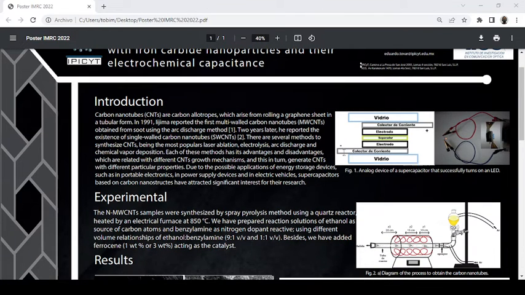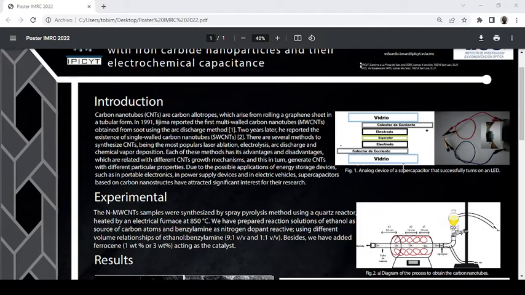As an introduction, it is worth mentioning that carbon nanotubes are allotropes of carbon arising by rolling a graphene sheet into a tubular shape. Iijima reported the first multi-walled carbon nanotubes obtained from soot using the discharge method.